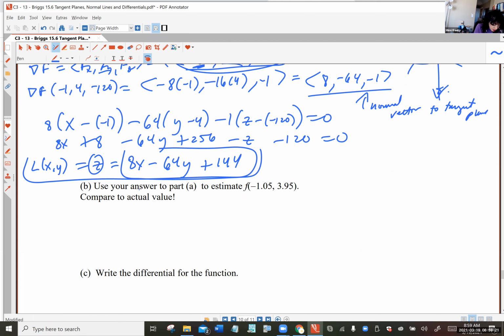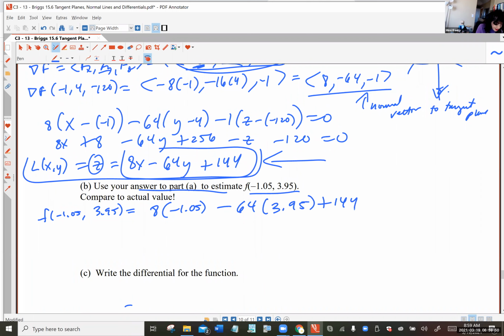So let's take a look at using our answer to part A. That would be this tangent plane where the equation's just rearranged. We're going to evaluate it at -1.05, 3.95. All you're going to do is plug it in. So F evaluated at -1.05, 3.95 would be 8 times -1.05 minus 64 times 3.95. Definitely have a calculator handy. And I get, yikes, negative 117.2.